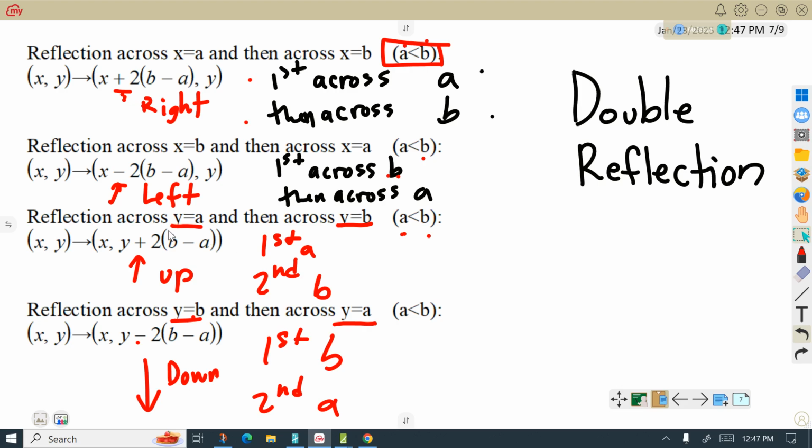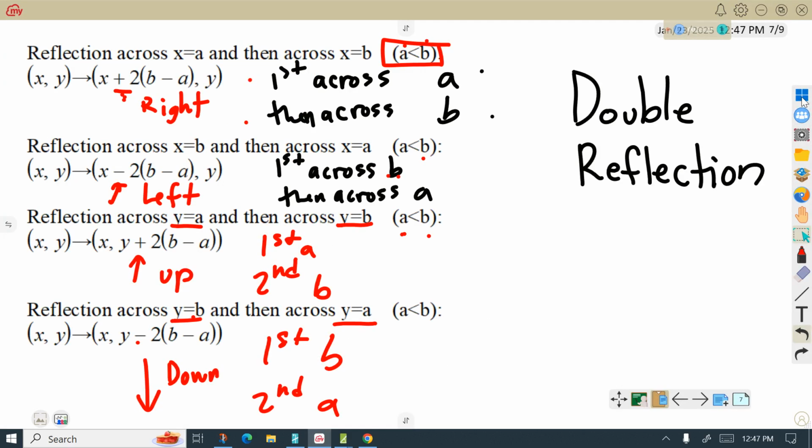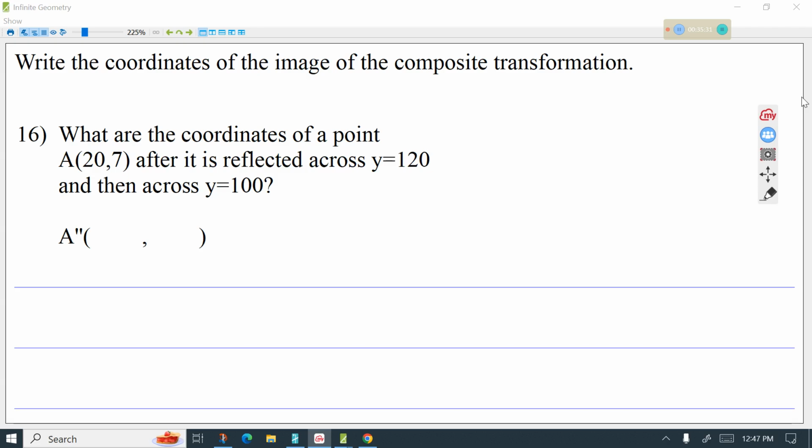Okay? We have y equals a. You guys see that, I hope. It says y equals a, and we're reflecting across y. So it looks like it's going first across 120 and then across 100. So wait, let's think about that. What's going on? We know that A is bigger than B. Okay, so what's B? Well, B must be 120 and A must be 100, right?